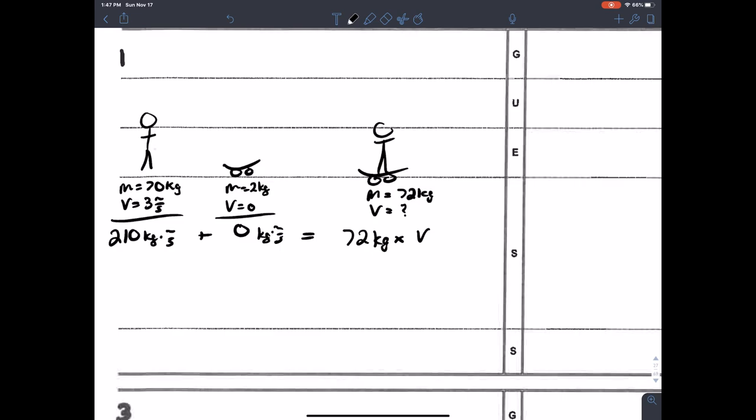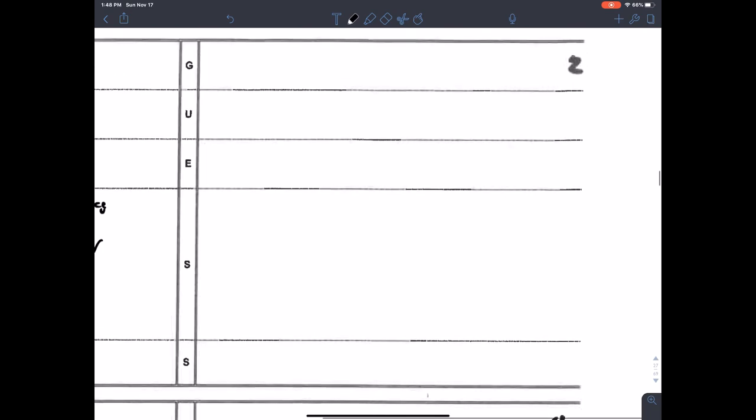So you have 210 divided by 72. The skateboard and the girl will be moving to the right with a velocity of 2.9. We'll just leave it at that. Boy, it's ugly. 2.9 meters per second. Okay, go to number two.